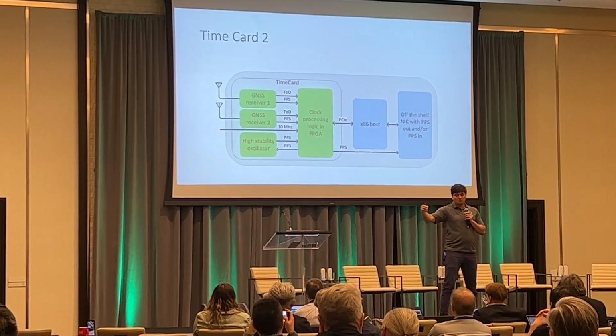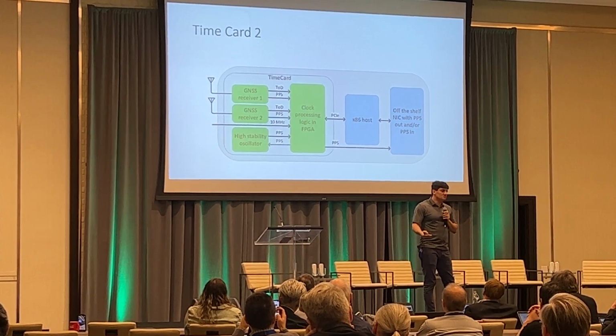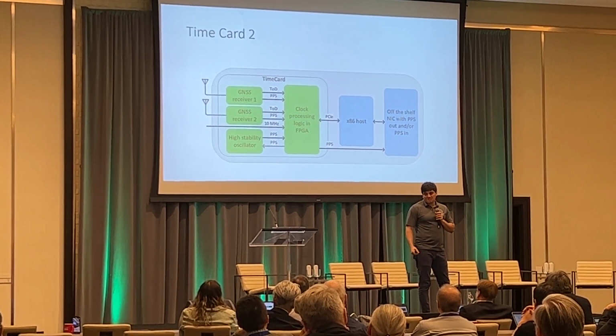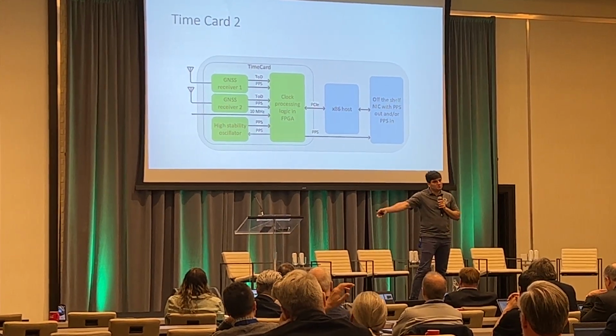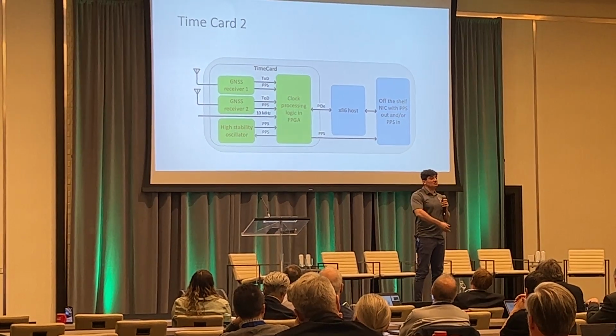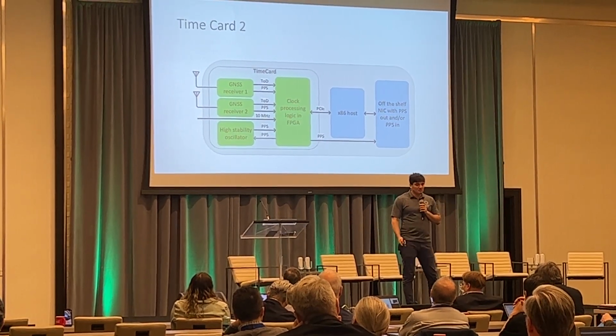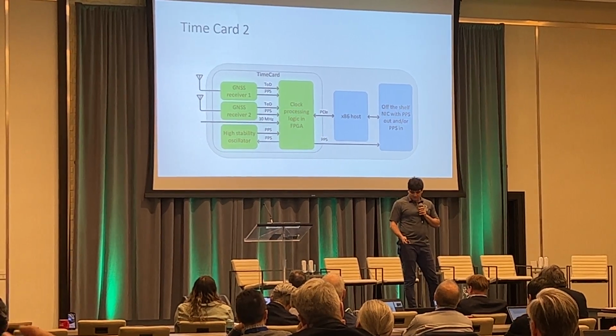You use your atomic clock to calculate some ADEV, or some criteria, to see which one you should select, and you pick that one and use it for discipline. Or you can discipline both at the same time. One goes real time, one goes free running. So a lot of options. Again, time card 2 is allowing us to do most of these things.